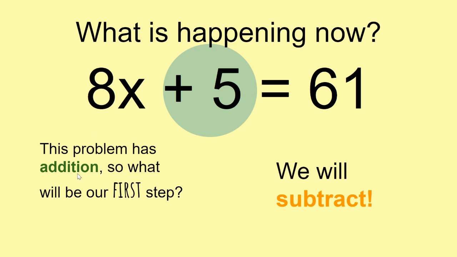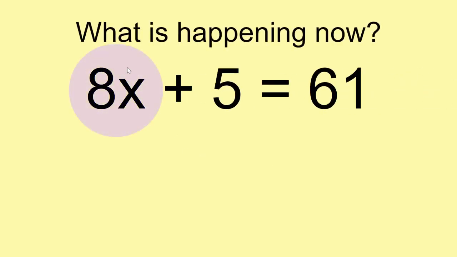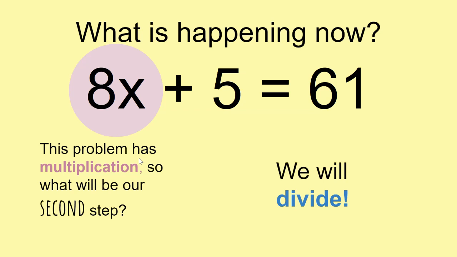So since this problem is addition, our first step is going to be subtracting. And we'll get to that in just a second. Once we've taken care of that, the second part of this equation, what else is happening in this equation? Well, there's some multiplication going on, isn't there? Because 8 with x, again, it's not multiplying because x, right? Any variable would do the same thing. But we know that when there's a number stuck to a variable, a coefficient and a variable, that they're multiplying. So how do we undo multiplication? We're going to be dividing.